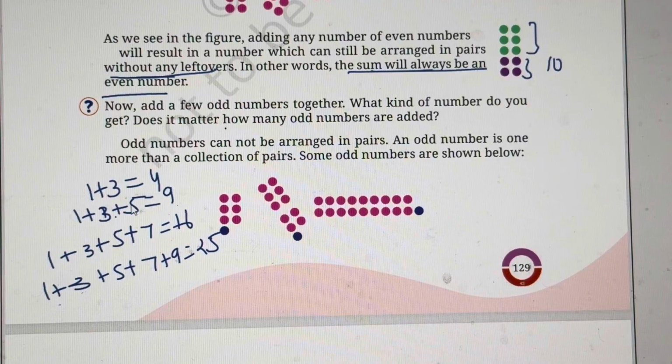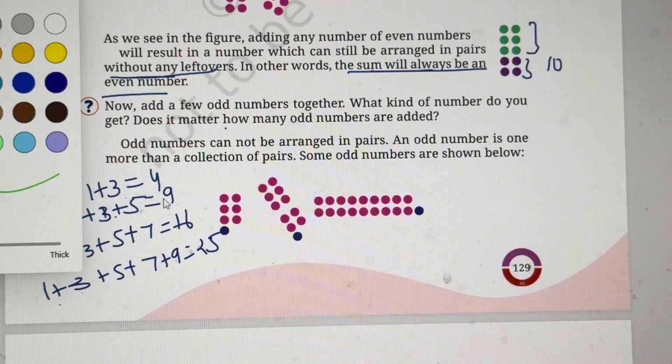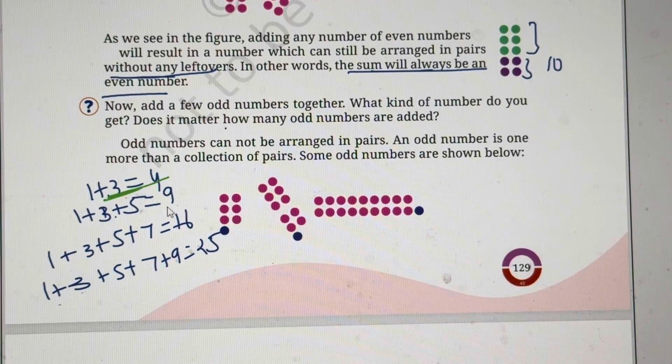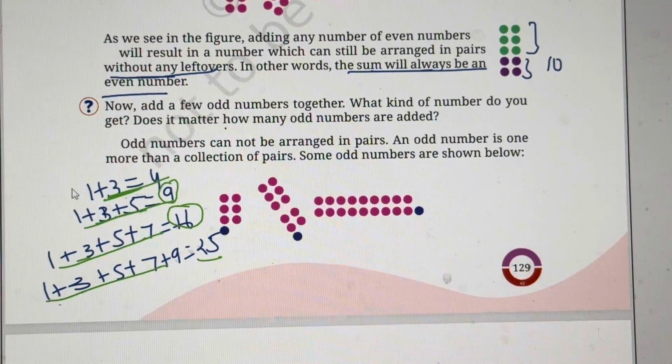Right? So what is happening here? In the first case, when you are adding 2 odd numbers, you are getting an even number. But when you are adding 3 odd numbers, meaning an odd number of odd numbers, then you are getting an odd answer. The sum is odd. Again, when 4 odd numbers are added, then you are getting an even answer. But when 5 odd numbers are added, then you are getting an odd answer. So why is this happening?